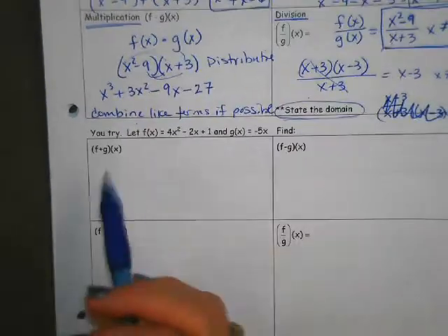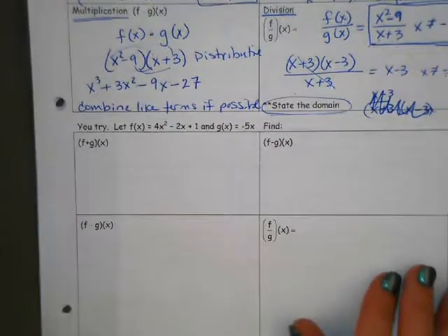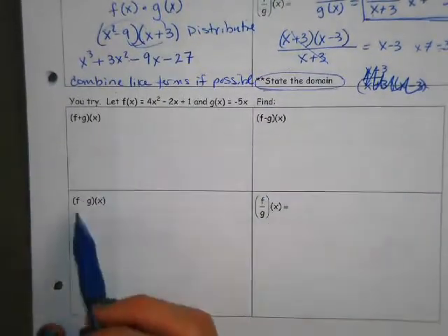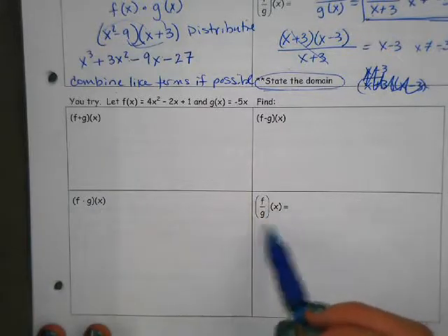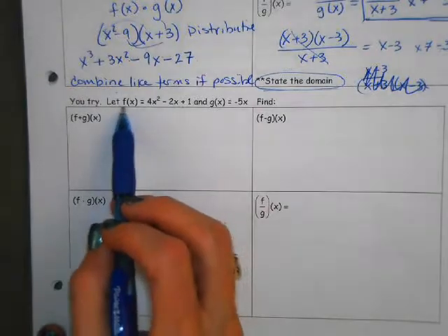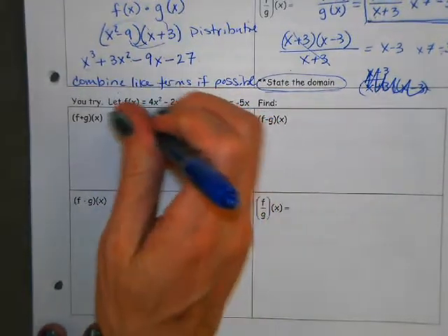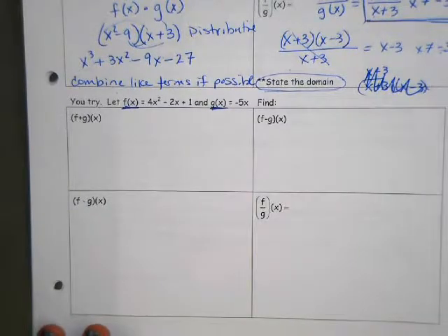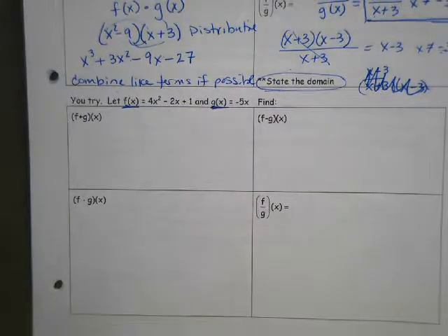Alright, on the bottom here we go. We've got f plus g of x, f minus g of x, f times g of x, and f divided by g of x. So here are your equations. There's the f of x right here, and here's the g of x. So go ahead and try and work them out. I'll give you guys about 5 minutes to see what you can get done.